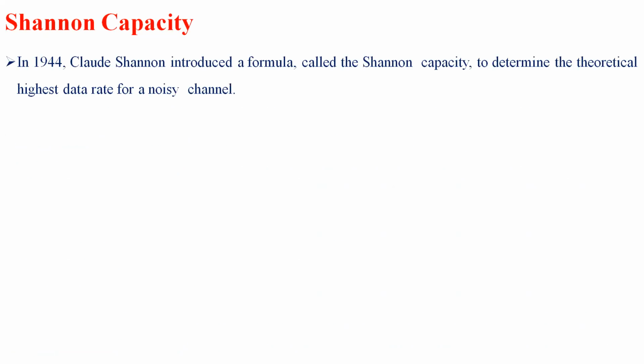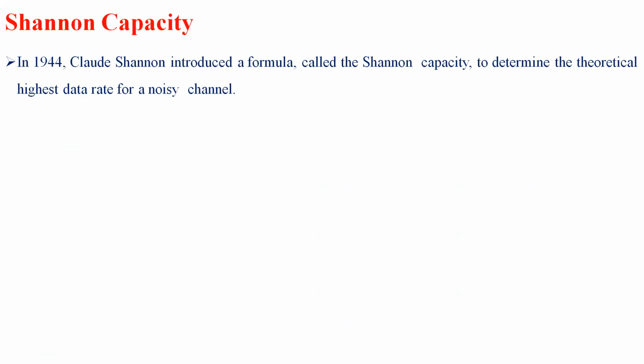So next we have the Shannon capacity. Shannon capacity is for a noisy channel. In reality, we cannot have any noiseless channel. Whatever channel we get is always a noisy channel. So in the year 1944, a person by the name Claude Shannon introduced a formula called Shannon capacity.